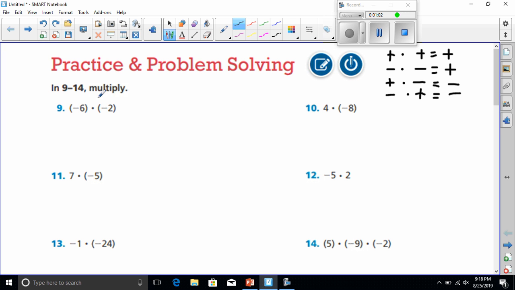Here we have two negative numbers being multiplied together. So as the rules state, a negative times a negative will be a positive, and 6 times 2 is 12. So the answer is 12.